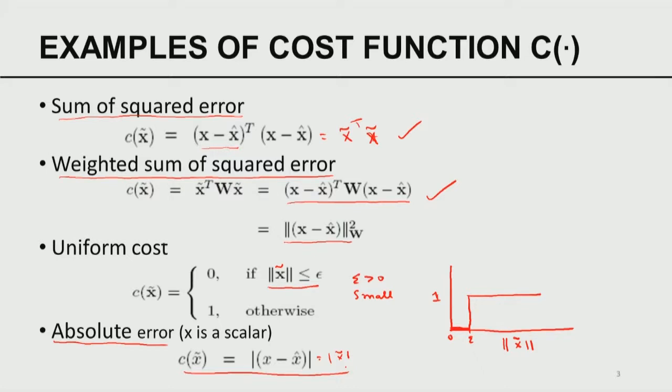So there are four different ways of picking the cost function. Each way in which we pick has a different interpretation of the optimal estimate. All these are used in decision making. Two of them are already known to us, the quadratic ones. The uniform cost and absolute error cost are add-on versions of the cost function.